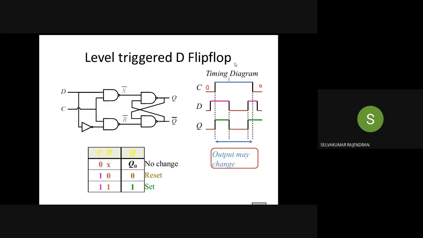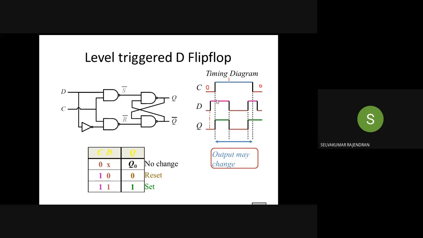Now, data input D is changing at this time. At this time, data D is changing, but clock is still disabled. So what will happen? Q does not change, it maintains previous value up to the clock is enabled. When the clock is enabled, that is switched from 0 to logic 1, then Q follows the input D. When clock is enabled, then Q gets the value of D.